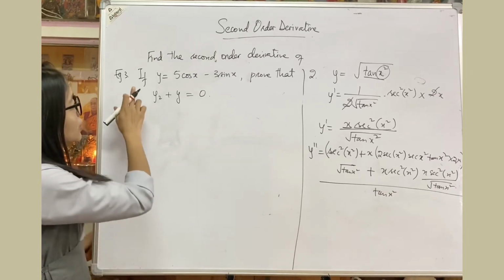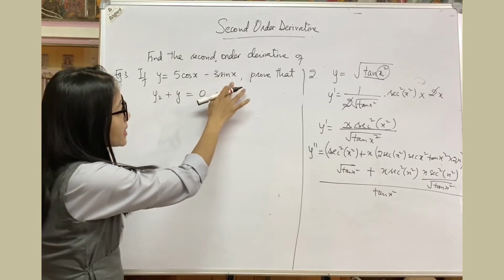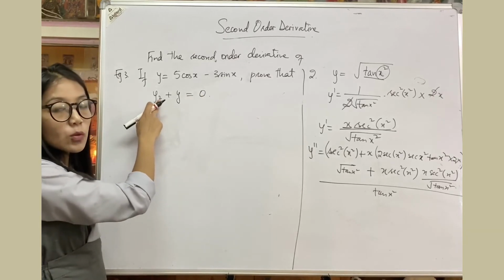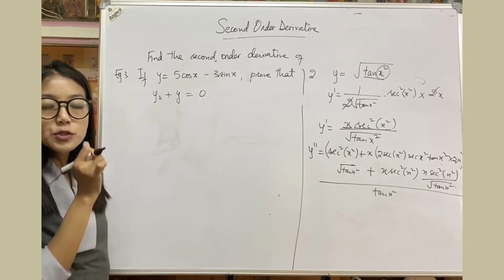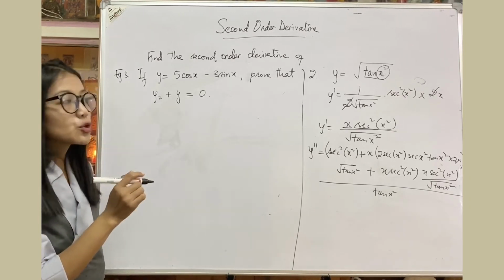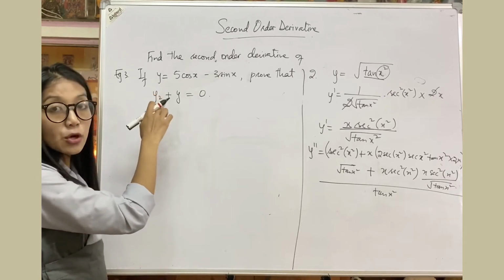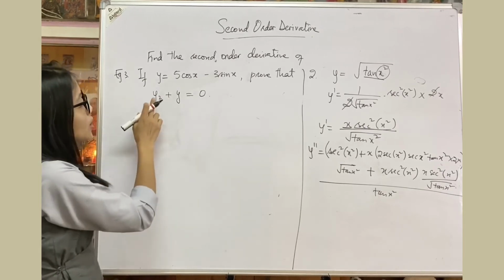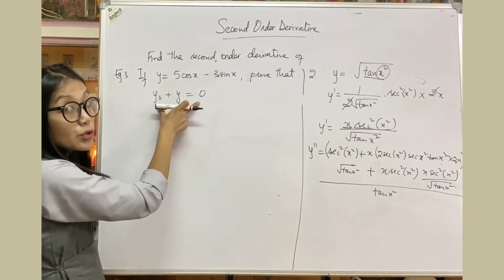You are given this: if y is equal to 5 cos x minus 3 sin x, prove that y suffix 2 plus y is equal to 0. Now what do we mean by y suffix 2? It is the second order derivative of y. I told you earlier that different notations are used. So y suffix 2, or y double dash, or f double dash x, all these are for the second order derivative. You need to prove this.